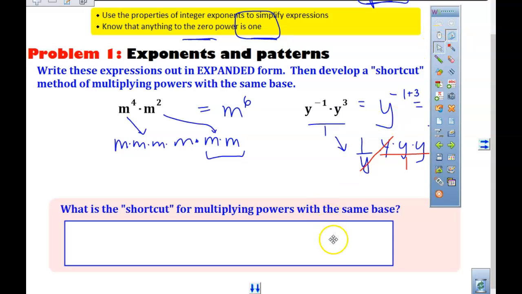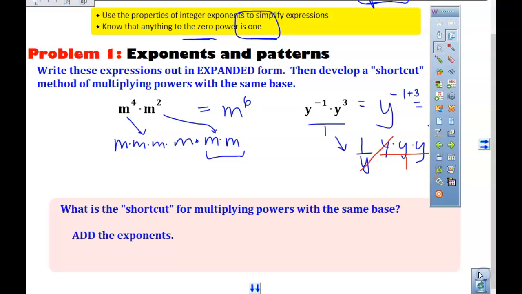So when we are taking a look at that shortcut, the shortcut that we are looking at is going to be when the base is the same, we add our exponents. So please write add exponents. Key thing, the base has to be the same and you're multiplying.